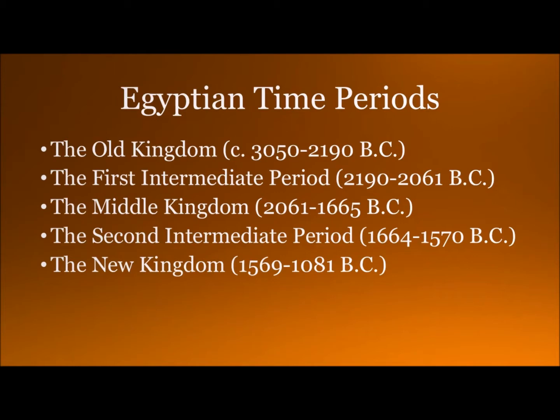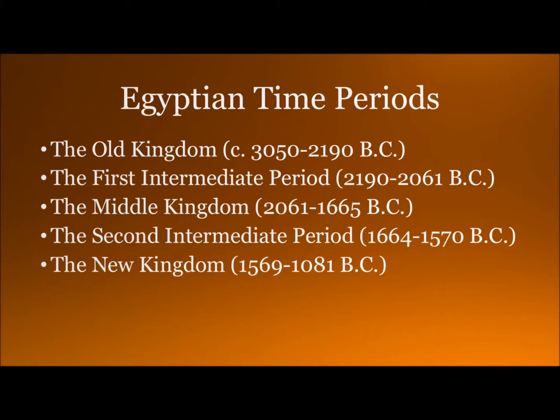After the First Intermediate Period, we have the rise of the Middle Kingdom, which comes about when, over time, the Egyptian kings are able to reassert their authority through military conquest. So through military conquest, they reassert their authority and take control back from those regional governors.